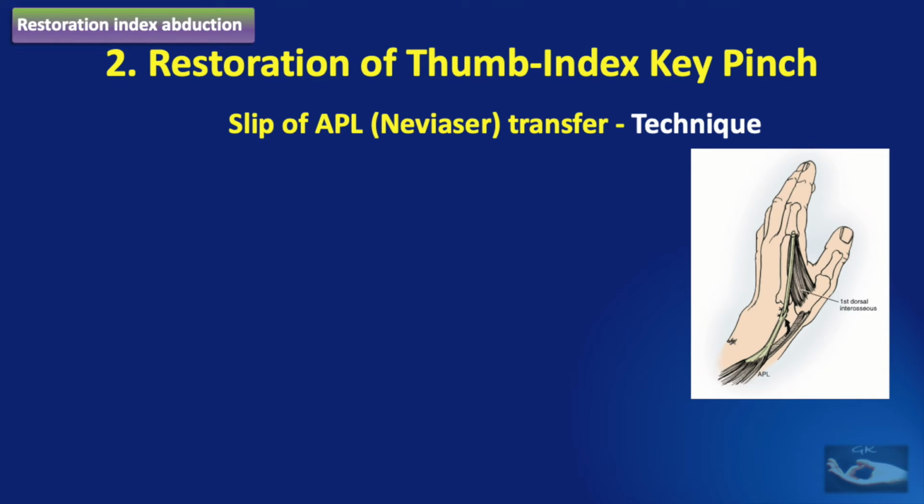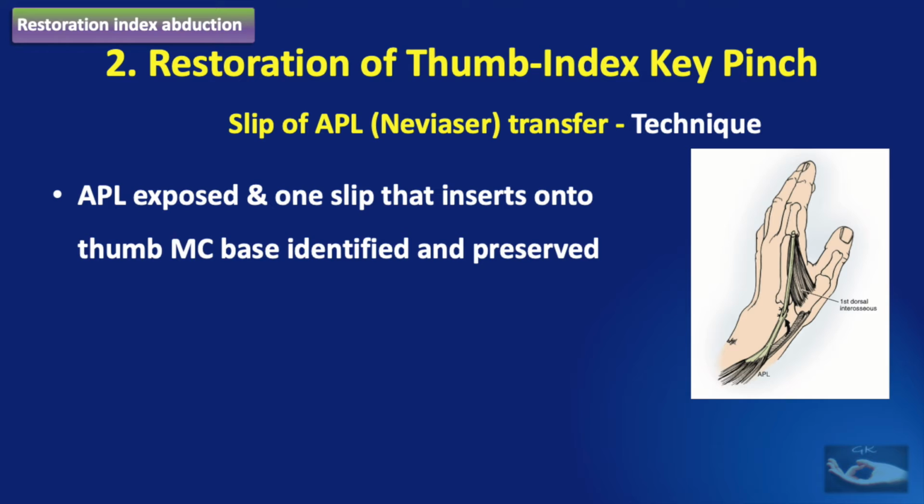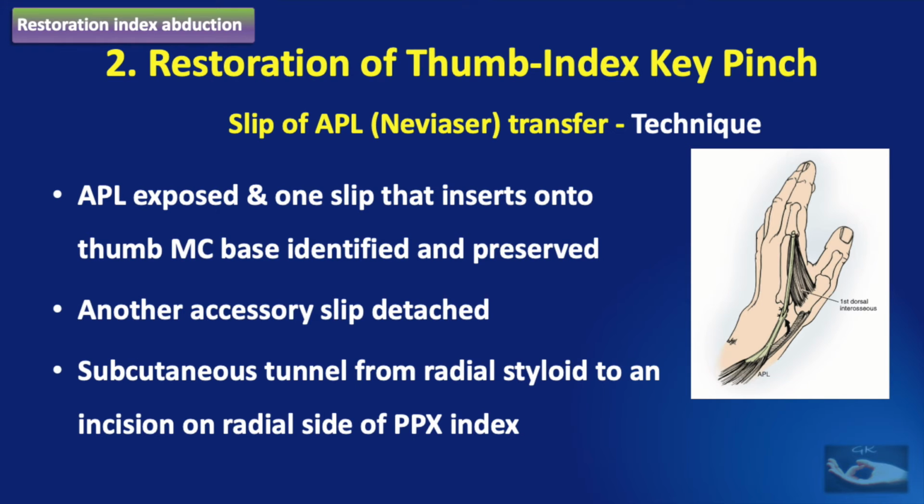To perform this transfer, the abductor pollicis longus tendon is exposed, and one slip that inserts onto the thumb metacarpal base is identified, and this should be preserved. An accessory slip is detached and a subcutaneous tunnel is created from the radial styloid to an incision on the radial side of the proximal phalangeal region of the index finger.